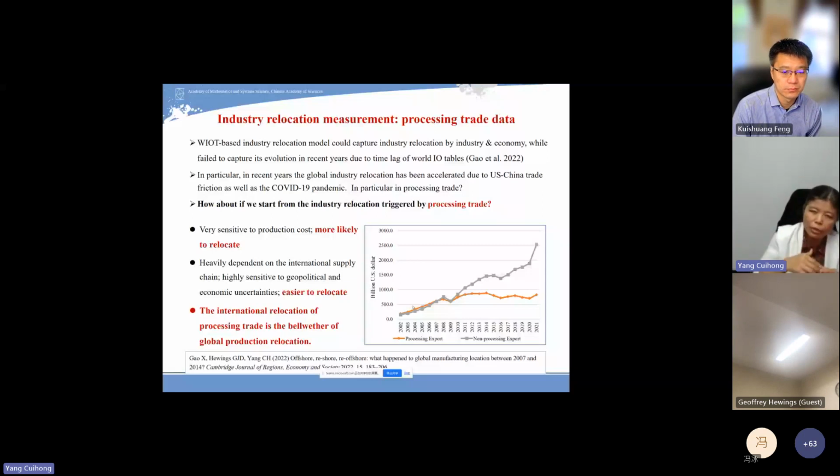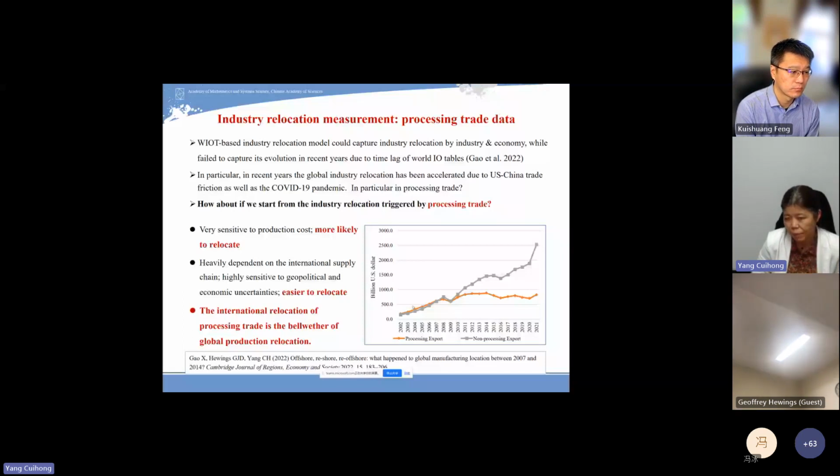So we focused on the processing trade. Why focus on processing trade? Because processing trade has its own special characteristics. For example, it's sensitive to production cost because it's triggered by the distribution around the world, triggered by the MNEs, the multinational enterprises, due to the comparative advantages. So it's more likely to relocate.